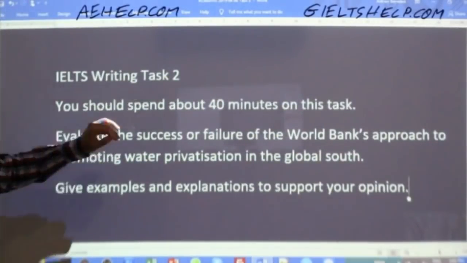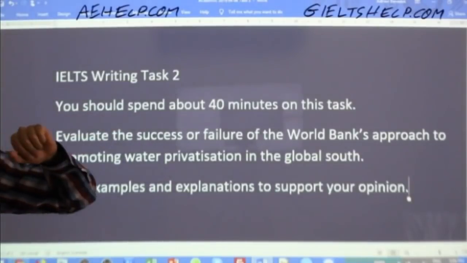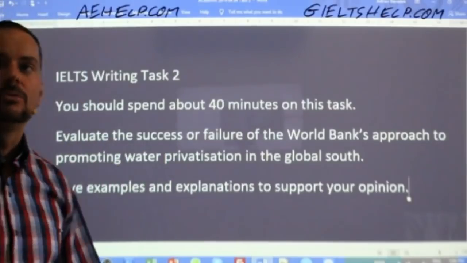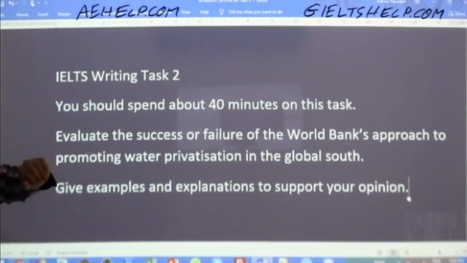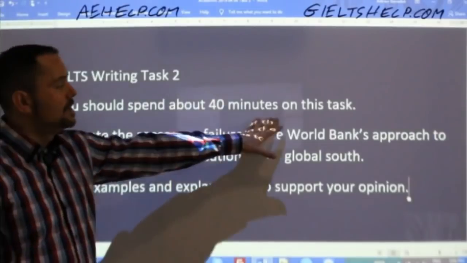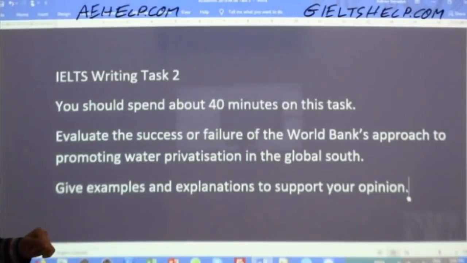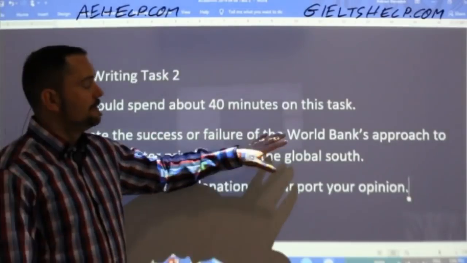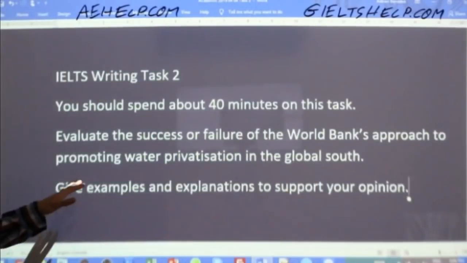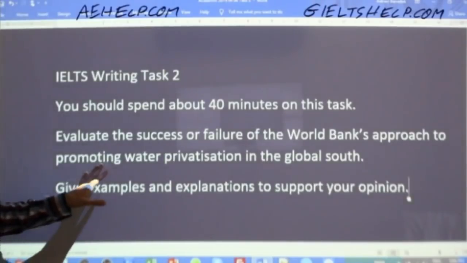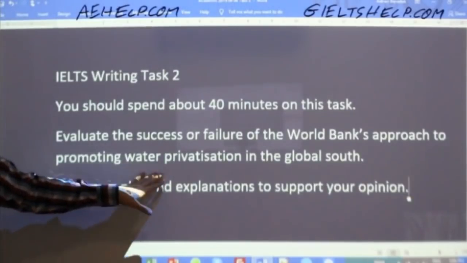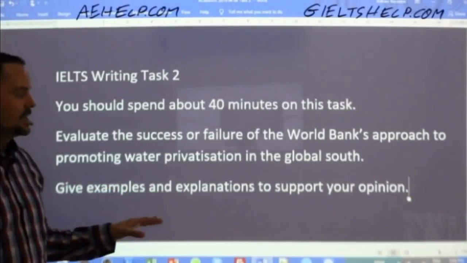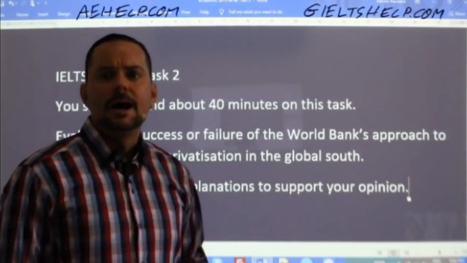So, IELTS writing task 2. By the way, everyone who's watching, the question is in the stream description, so check that out below if you can't see it. You should spend about 40 minutes on this task. Evaluate the success or failure of the World Bank's approach to promoting water privatization in the global south. Give examples and explanations to support your opinion.